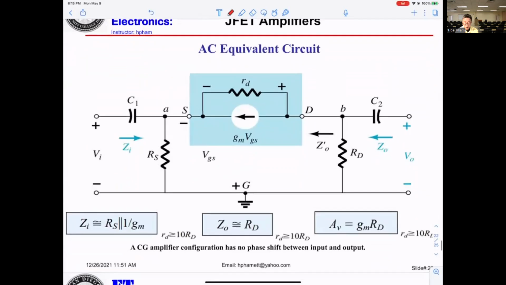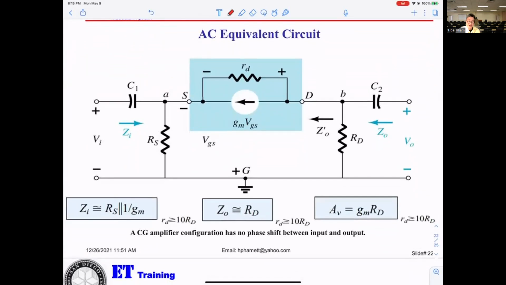Common gate input and output will be in phase. Common drain input and output will be in phase. Only the common source input and output will be out of phase. Okay. And this is just showing you the internal of the JFET. Right here, internal right here. You get the source, you get the drain. Basically, the drain goes to the source to get that GM VGS current.